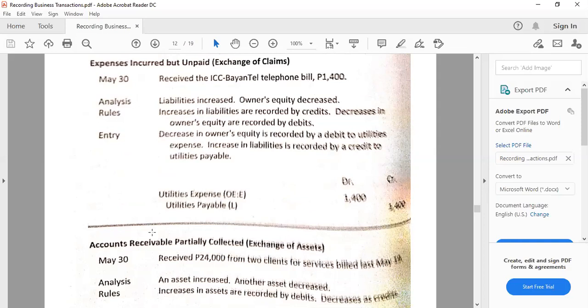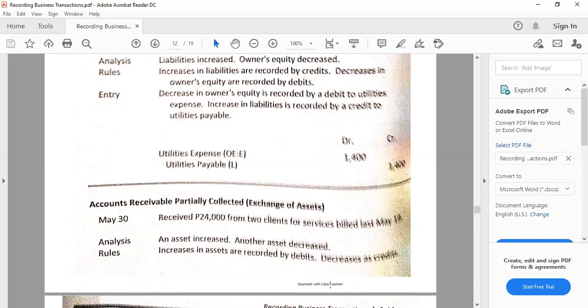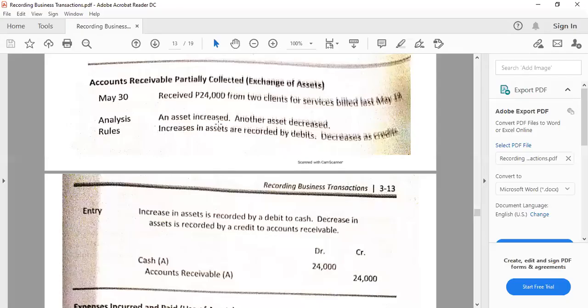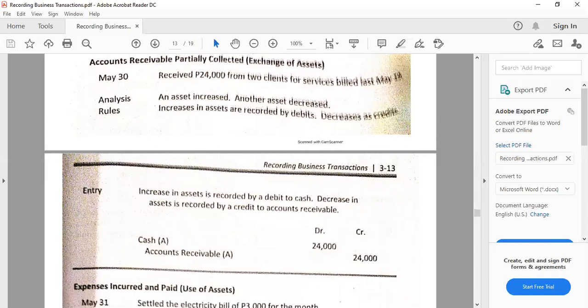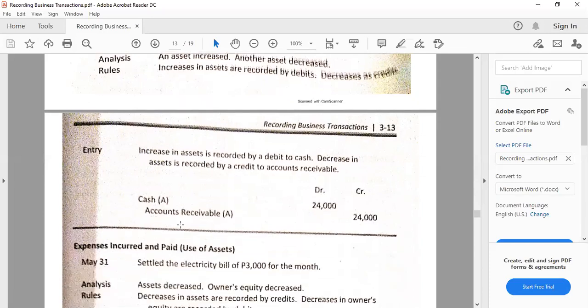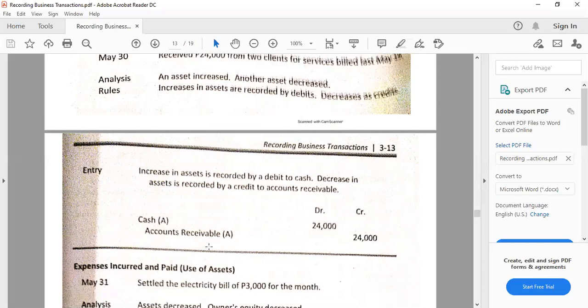But because this is utilities payable, we are going to write here to record utilities payable, or to record receipt of the telephone bill. We can also do that here. Then for this one, this is partial collection of the accounts receivable from the consulting services rendered prior. So we are going to debit cash at 24,000 and credit accounts receivable at 24,000. We can write the explanation here: to record partial collection of customer's account, meaning the account of the customer.